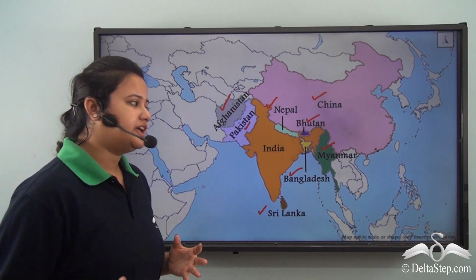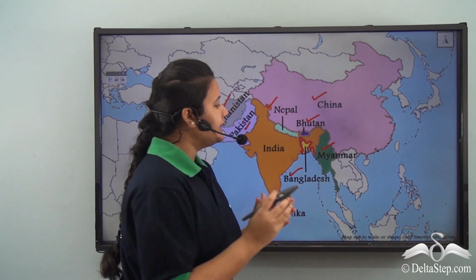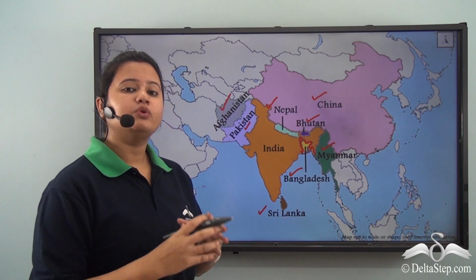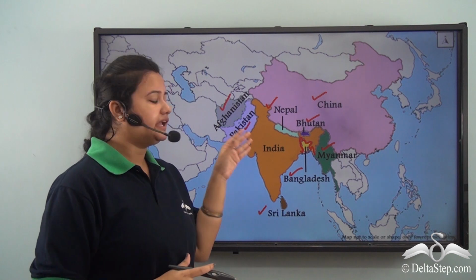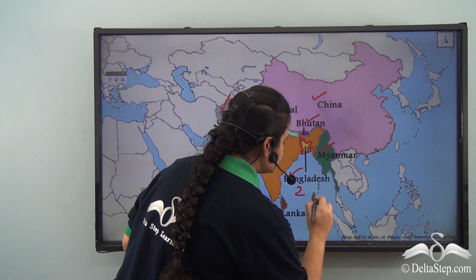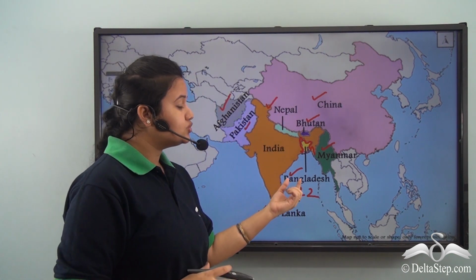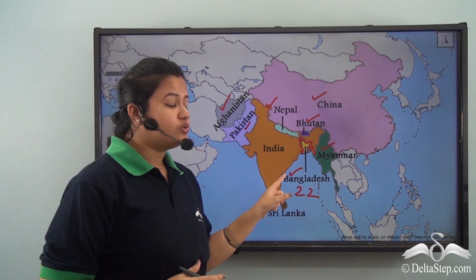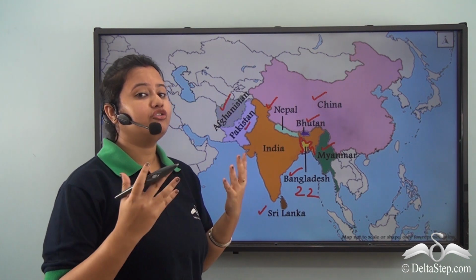Now India shares the longest national boundary with Bangladesh. Now if we compare the size of Bangladesh with that of India, we shall find that Bangladesh is quite small compared to India. In fact, Bangladesh is 22 times smaller than India, or India is 22 times larger than Bangladesh. This means that 22 nations of Bangladesh can fit into one single country of India.